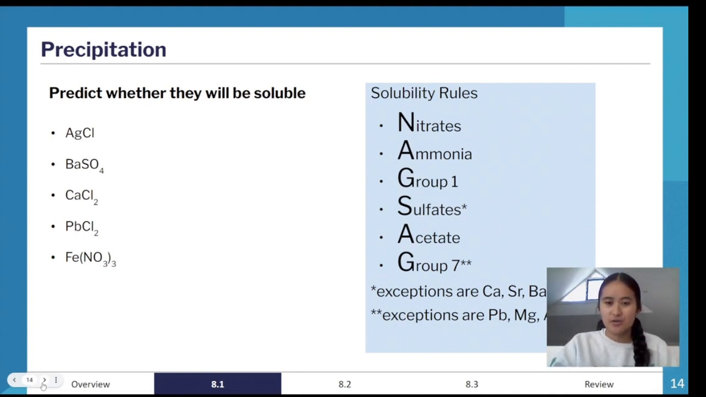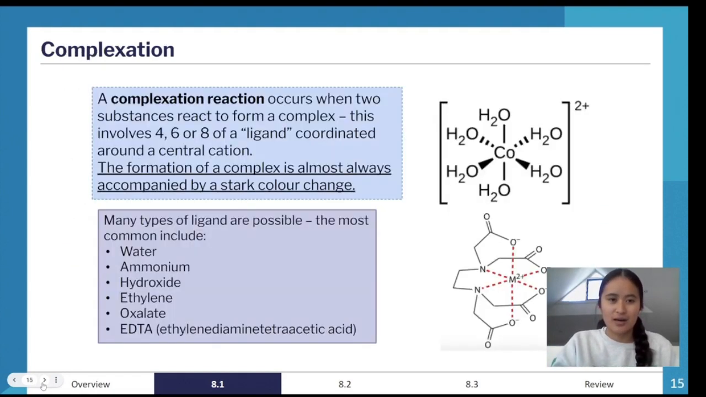So just go through your NAGSAG. If it helps, whenever you have a precipitation kind of question, just write NAGSAG somewhere. It will probably jog your memory and help you remember what your solubility rules are. But yeah, just know them and you're all set, and they'll be pretty easy from then on.